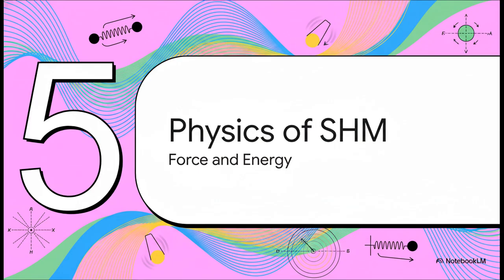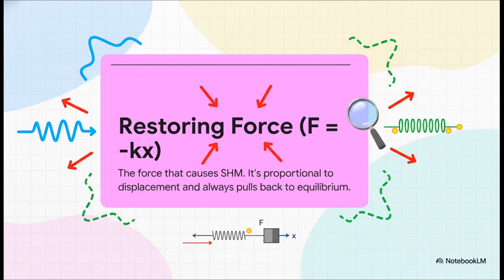So we know what SHM looks like, and we've got that amazing visual of the shadow. But what's the actual physics behind it? What causes it to happen? Let's talk about the force and the energy that make this whole thing go. The secret ingredient for simple harmonic motion is a special kind of force we call a restoring force. Basically, as the object moves away from its happy place in the middle, this force always tries to pull it back. And the further you pull it, the stronger that force gets.